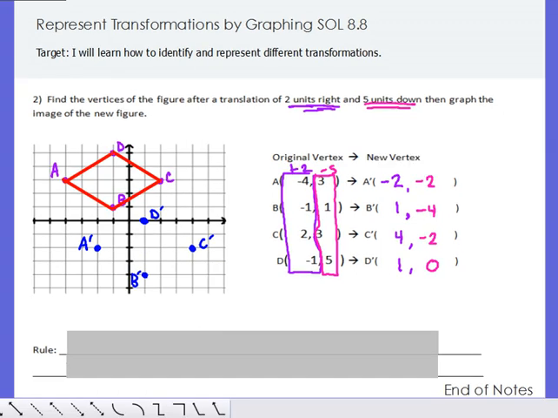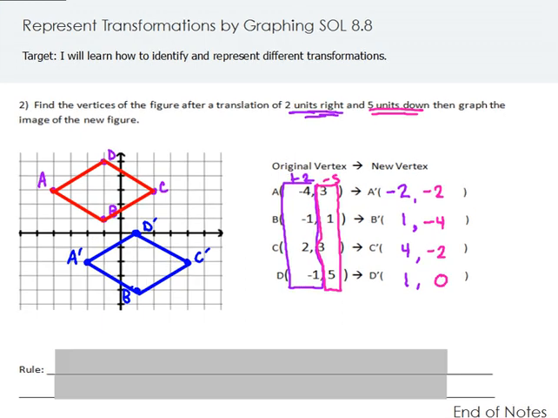So I'm going to change this to a blue. Connect, connect, connect. So we've just translated the red figure 2 units to the right and then 5 units down. So let's just verify. I started with my original A, 2 to the right, 1, 2, 3, 4, 5 down. There it is. That's correct. B, 2 to the right, 1, 2, 3, 4, 5 down.